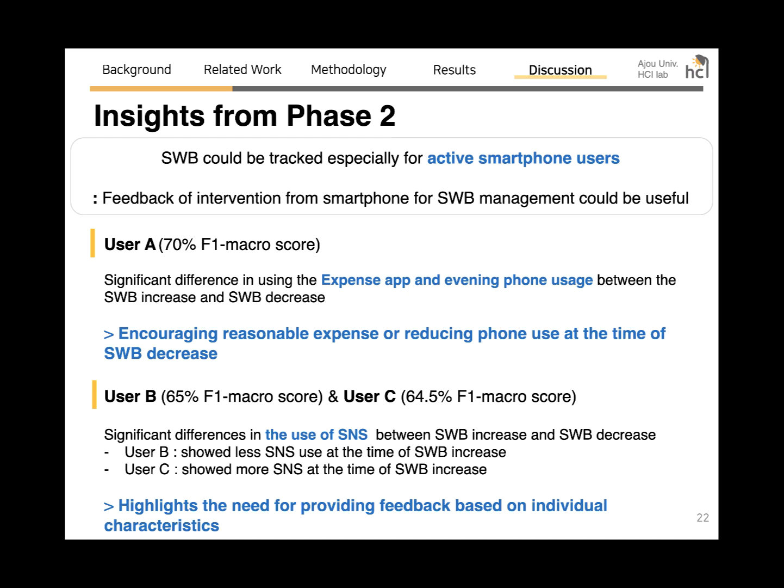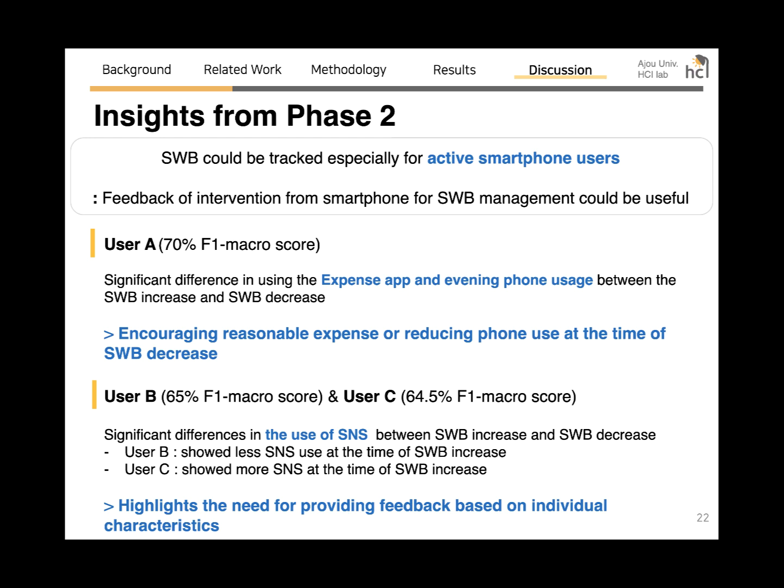Here are examples. First, user A with a 70% F1 macro score showed a significant difference in using the expense app and even phone usage between the increase and decrease. Regarding subjective well-being increase, user A showed more expense and less phone use in the evening. Thus, with this result, increasing reasonable expense or reducing phone use at the time of subjective well-being decrease can be one possible way to improve subjective well-being.